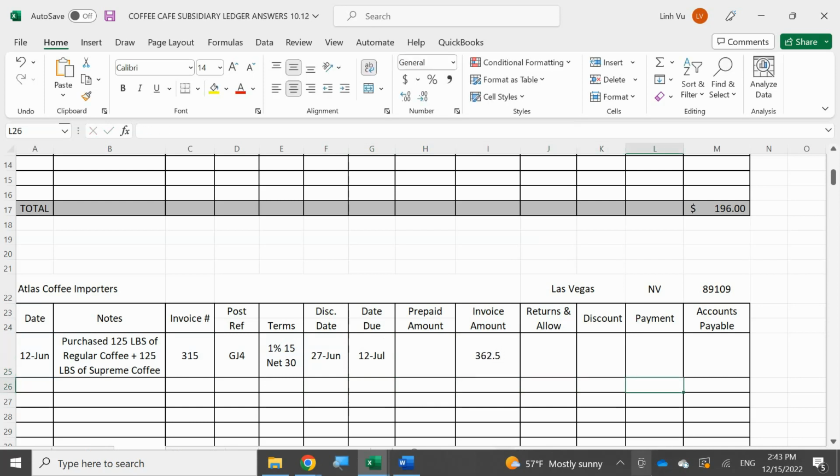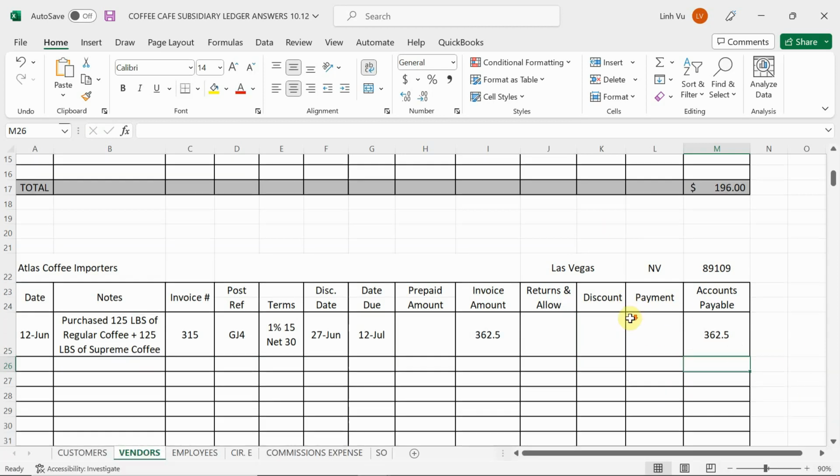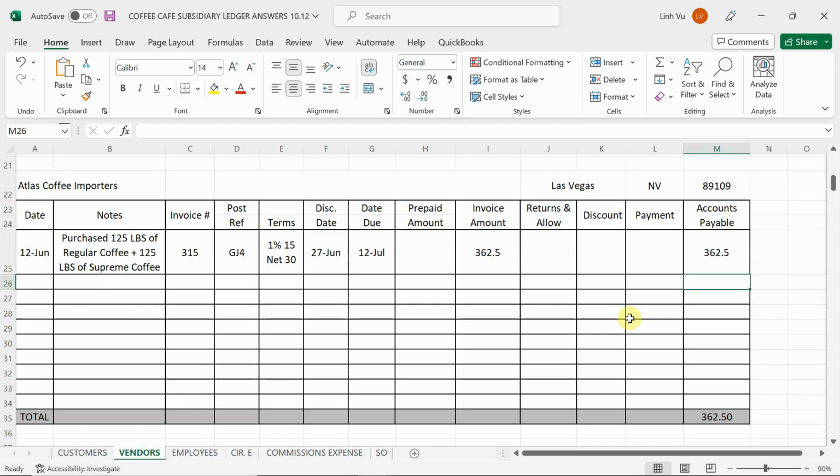So then, what was my invoice amount for? $362.50. And I have yet to make a payment on this, so invoice amount minus prepaid minus returns minus discounts minus payments will give you a total of $362.50 that you owe to Atlas Coffee Importers.